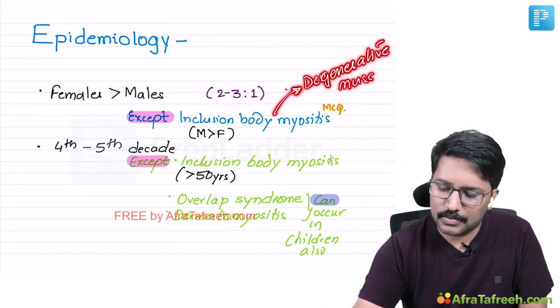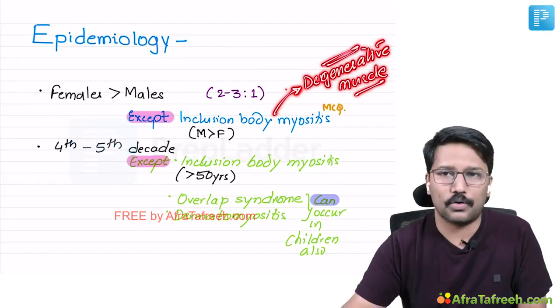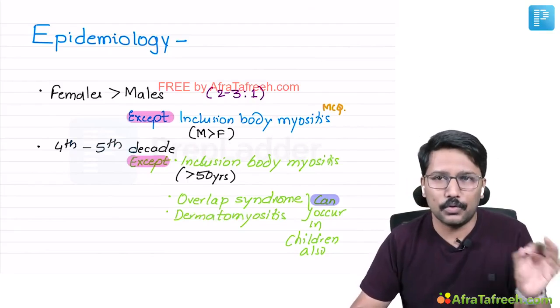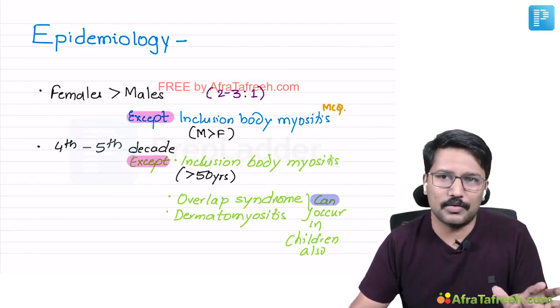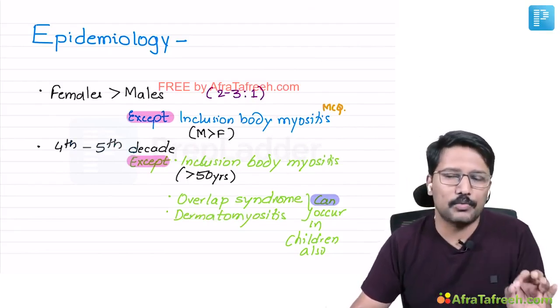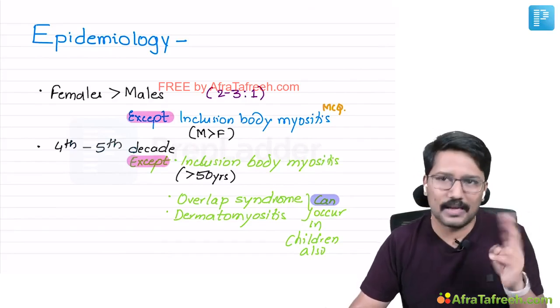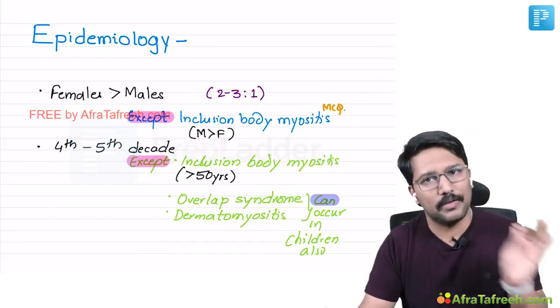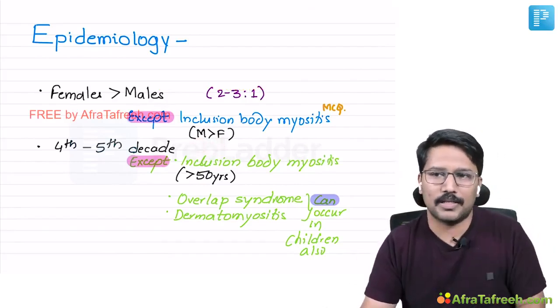There are some valid reasons to think so. We will discuss more about it as we go along. So females are more prone with a ratio of 2 to 3:1 in comparison to males, except inclusion body myositis, where the ratio is exactly reversed. So again it is 3:1, but flipped: male to female is 3:1.